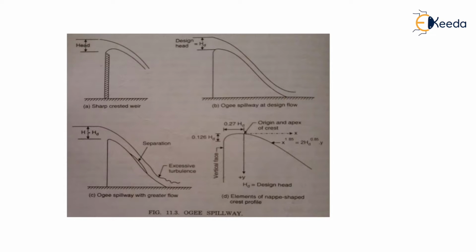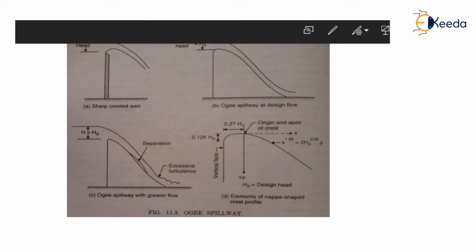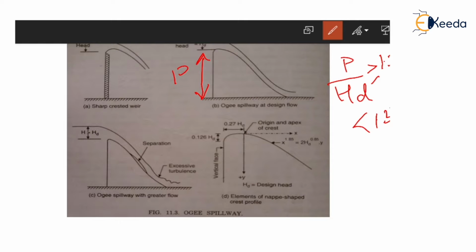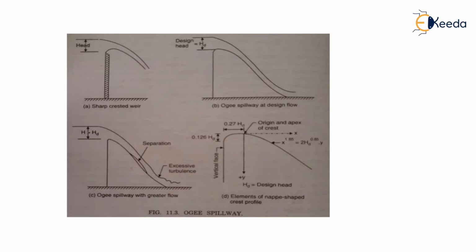If you remember, for deciding the high overflow and low overflow, this is generally denoted by P. So P by HD, that is the design head, when it is greater than or equal to 1.33, it is said to be a high overflow, and if it is less than 1.33, then it is said to be a low overflow. So remember this ratio. Based on this ratio, we decide whether it is high or low.